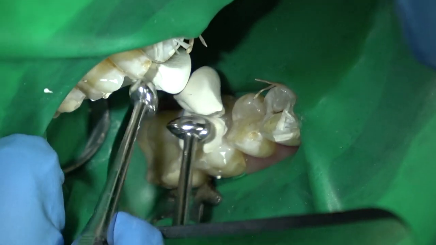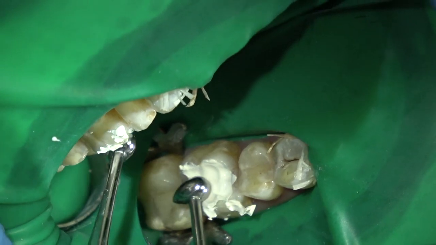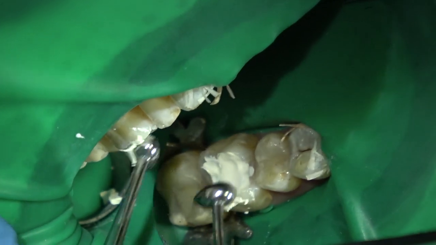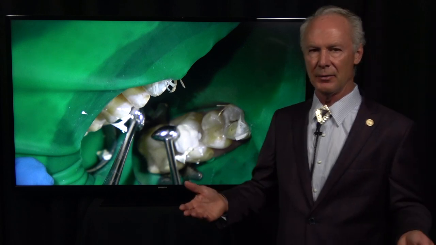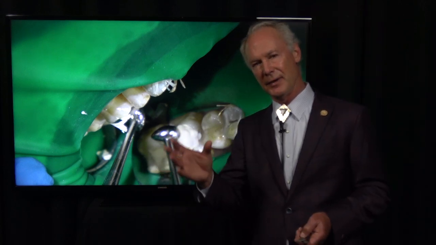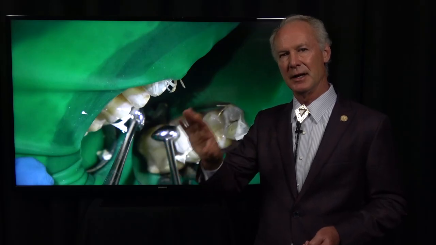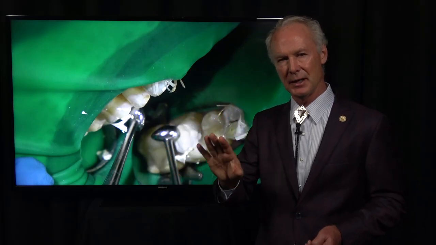We're going to place a crown on this tooth later. I'm not going to show that in this video. This was just an endo video. I've used IRM for 40 years and never had any trouble with the eugenol affecting either composite or the cement in the crown. Now you want to be sure, before you place composite over it or a crown with cement, that the IRM has set completely.